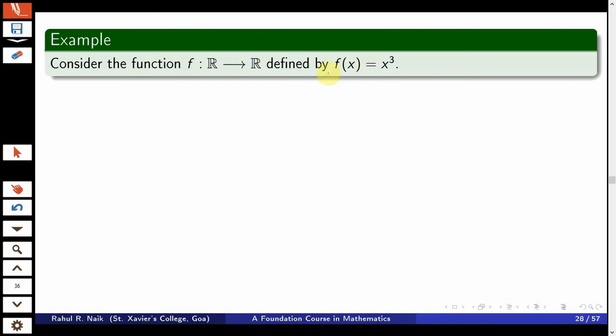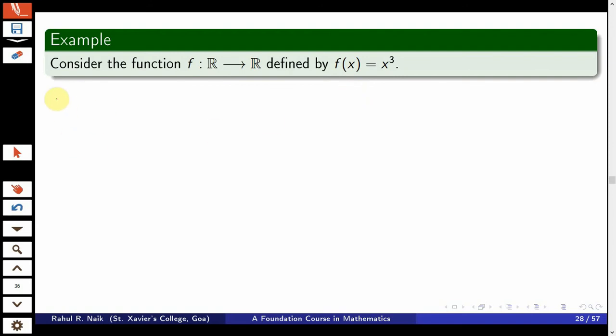So this function, as you all know, is an odd function. Okay, so how do I show that? If I take any two distinct points in R, their images are also distinct.